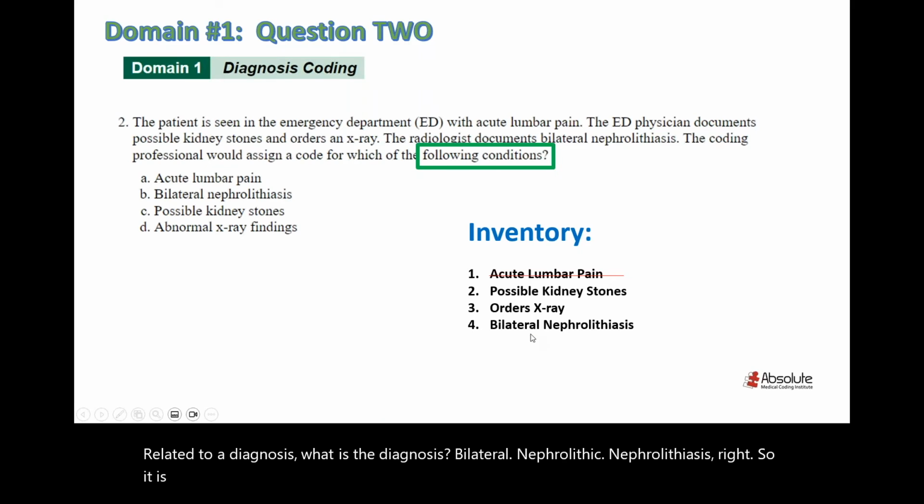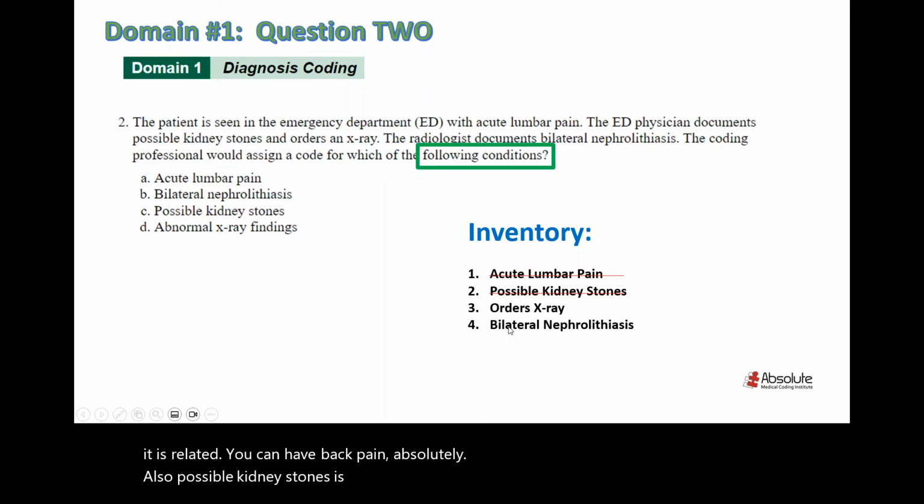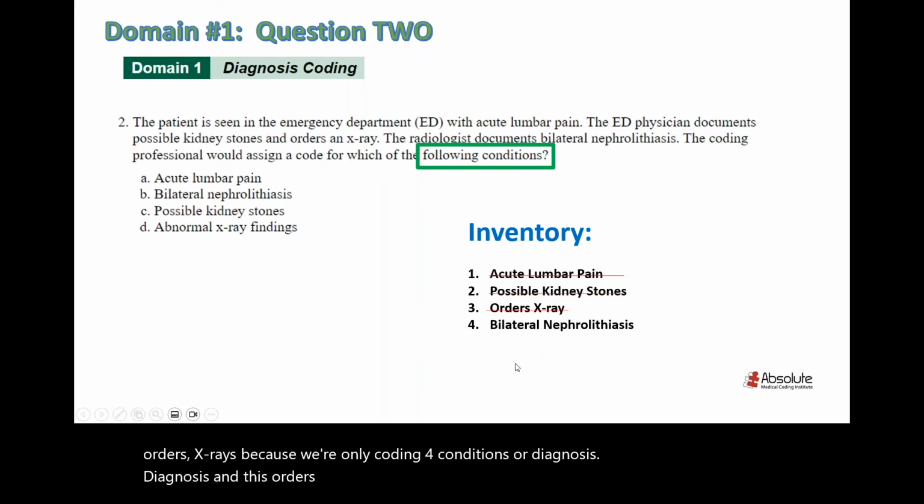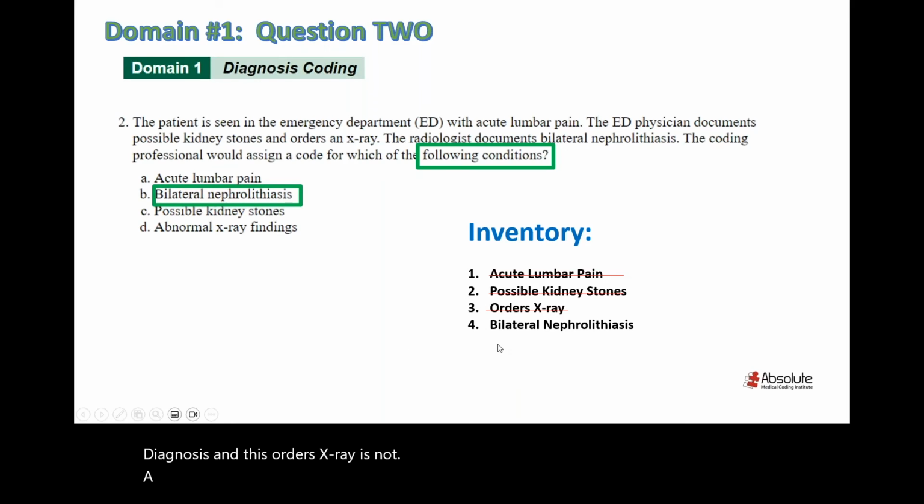You can have back pain, absolutely. All right. Also, possible kidney stones is related to that same diagnosis. And then I'm going to get rid of orders x-rays because we're only coding for conditions or diagnosis, and this orders x-ray is not a condition. So what's left is bilateral nephrolithiasis.